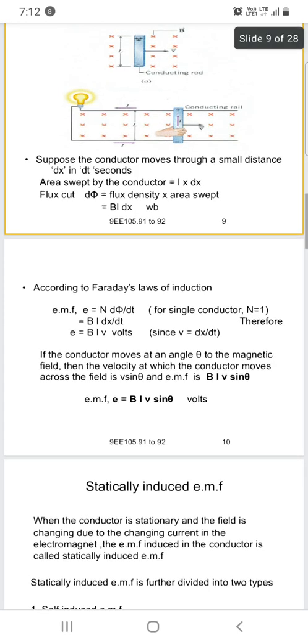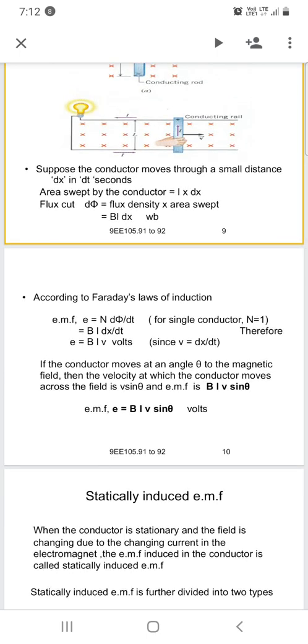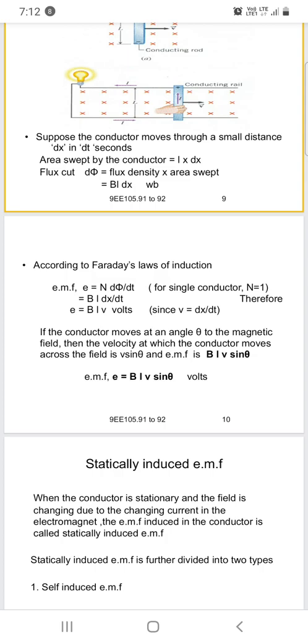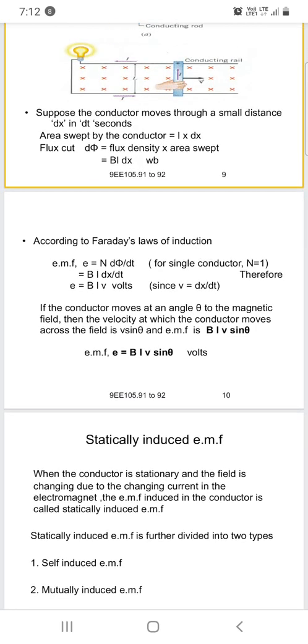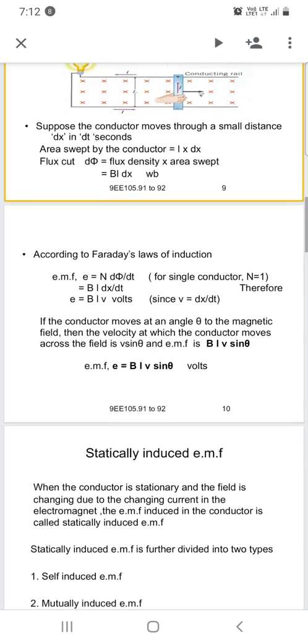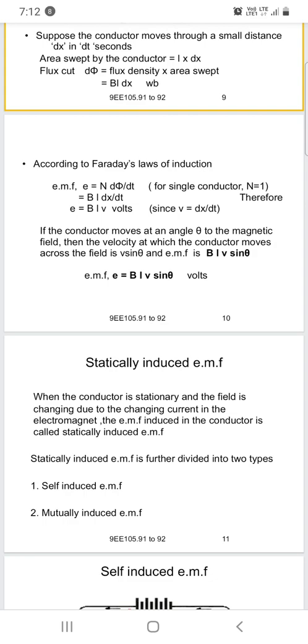So here the change in flux is equal to B into L into dx, where B is the magnetic flux density, L is the length of the conductor, and dx is the small distance of the conductor moving in the magnetic field. So the change in flux is B into L into dx Weber. According to Faraday's laws of electromagnetic induction, the EMF E is equal to N into d phi by dt. For a single conductor, N equals 1. So the induced EMF E is equal to B into L into dx by dt.